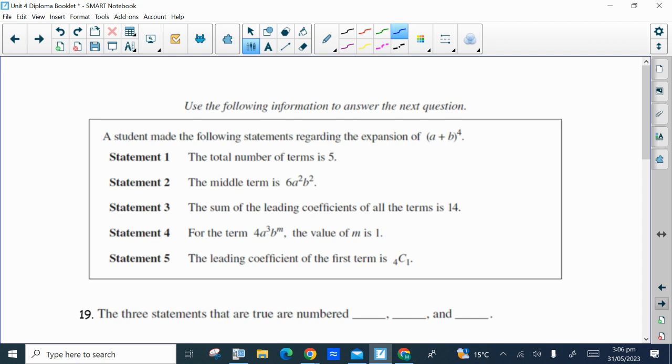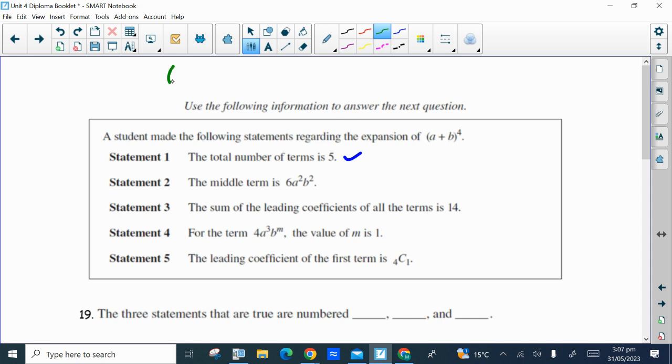Students made the following statements regarding the expansion of (a plus b) to the 4th. Student 1 says that there are 5 terms. That is true. The number of terms is always 1 more than the value of n. Statement 2 says that the middle term is 6a squared b squared. Well, let's find the middle term. There are 5 terms, so the middle term will be the third term.